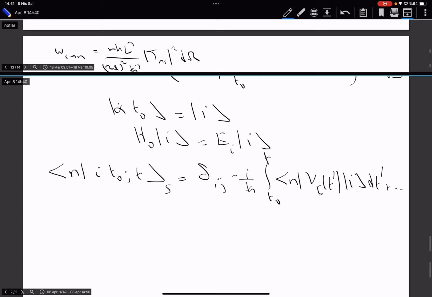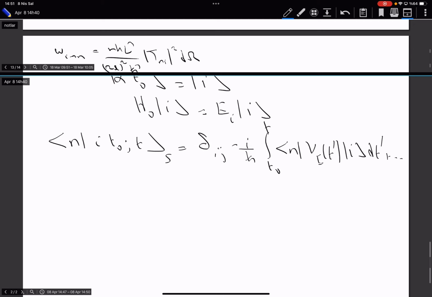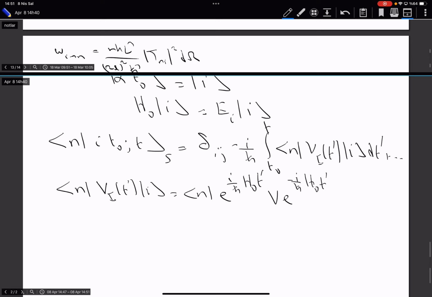If V is small, it's enough to keep just the first term and ignore the other terms. And this V_I of t, using the definition of the interaction picture operator, is just e to the power i (E_N minus E_I) over h bar times V_NI.